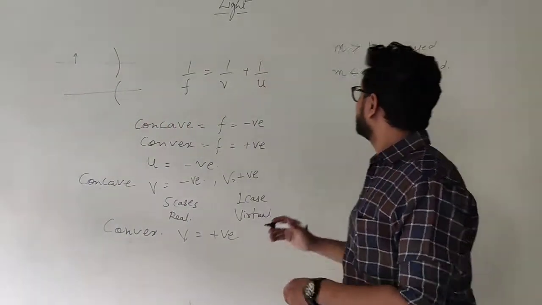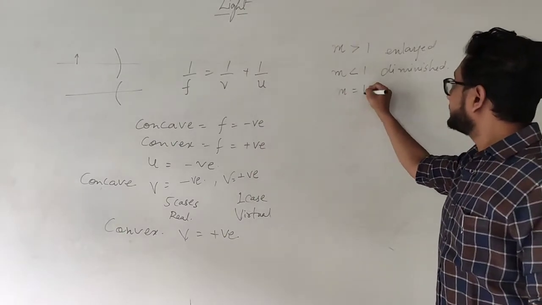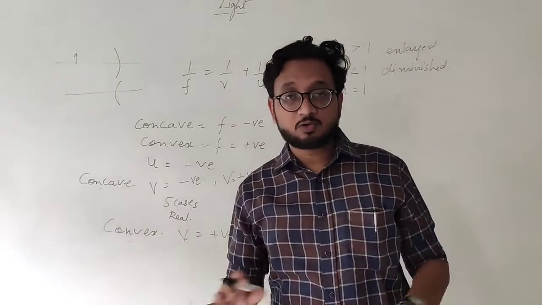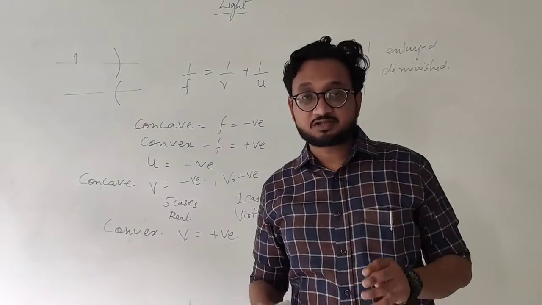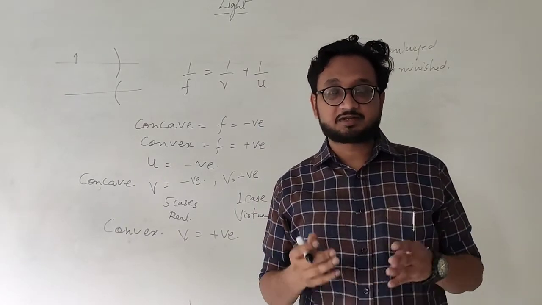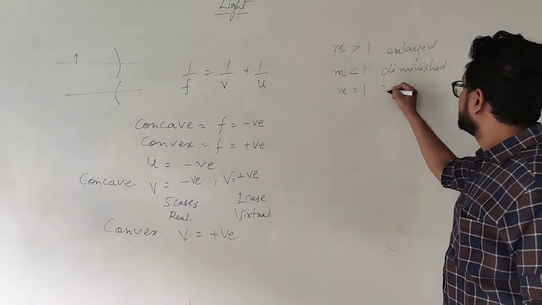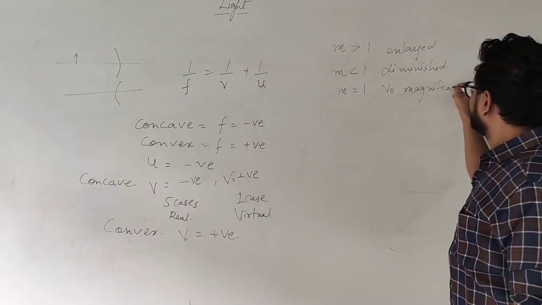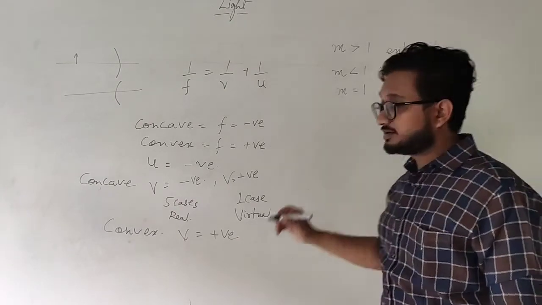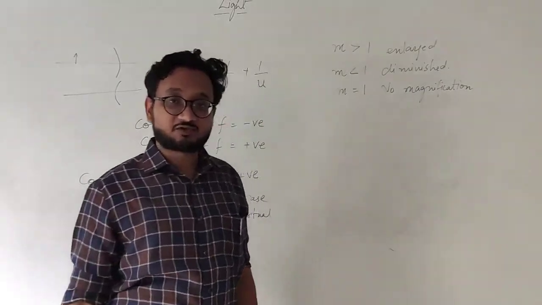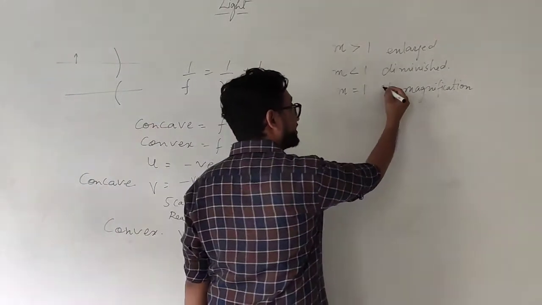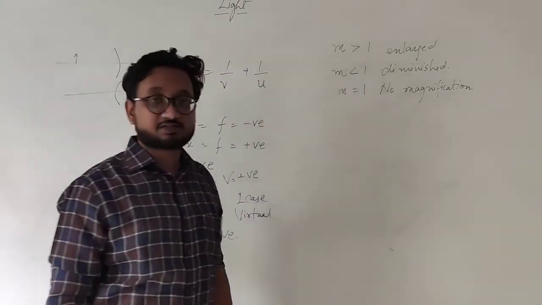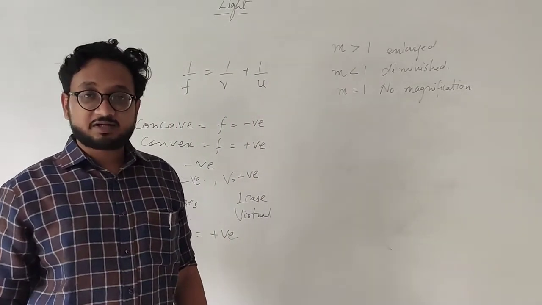Now, if the magnification is equal to 1, then there is no difference in magnification. The object and the image size are the same. So I will write over here no magnification. If the value of magnification is 1, then there is no change in the size of the object. The image and the object are of the same size. I hope it is clear to you, students.